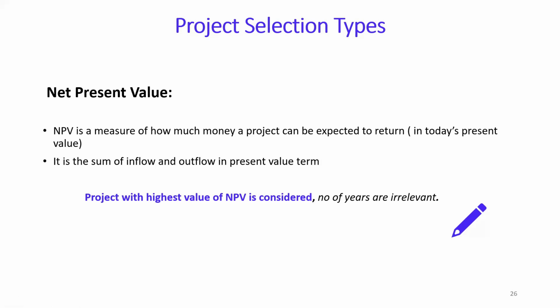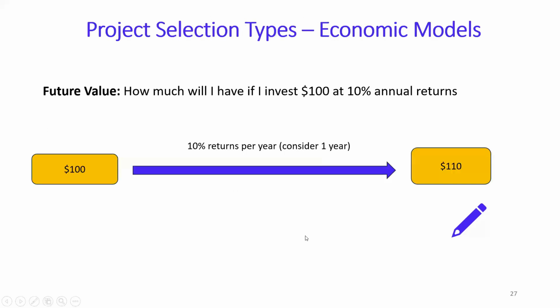Now, if you want to understand net present value, you need to understand two more values. That is, one is the future value and the other is the present value. Okay, net present value is like inflows minus outflows, but before that, you need to understand these two things. Okay, future value. Future value is like how much will I have if I invest $100 at 10% annual return. After 1 year, it becomes $110. Right? That's the future value. So $100 becomes $110 with 10% annual returns after 1 year. Okay, that's the future value. Here things are increasing.